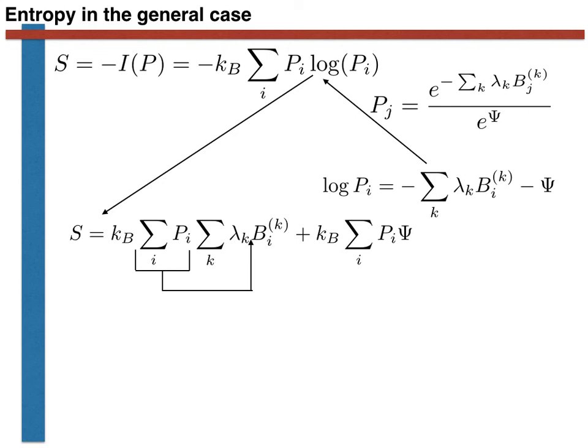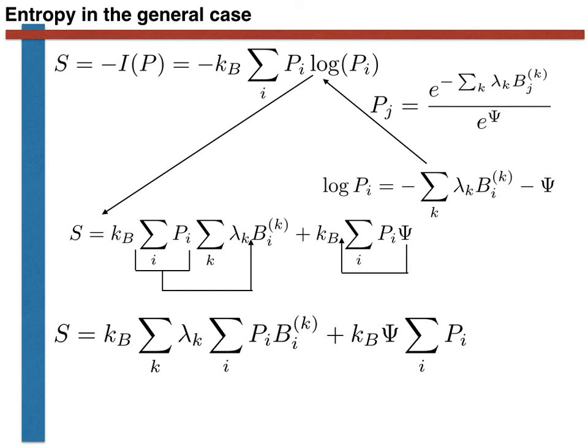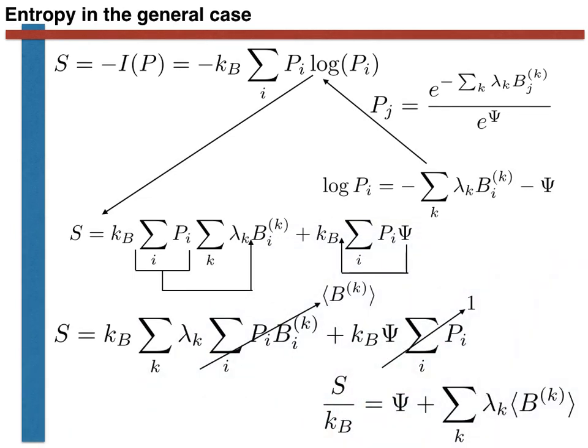We will then bring the factor of psi outside of the second sum, as this does not depend on the index that we are summing over. When these two things are done, we get to the following result. We now note that the summation in the second of these terms is simply equal to 1, and that the sum over i in the first term is equal to the average value for b superscript k. We thus get to the final result shown in the bottom right-hand corner of this slide.